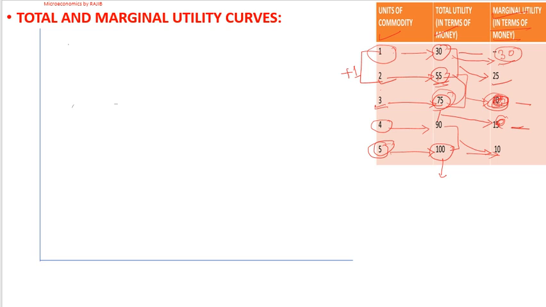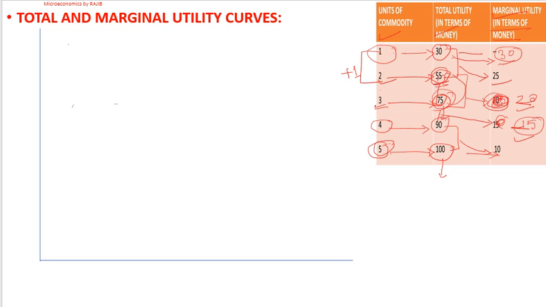You simply have to subtract 55 from 75, then you will get 20. Fill that in here. And similarly, from this 90 you deduct 75, then you will get 15. This is also filled in. So it is very easy to find the marginal utility from the total utility. If you remember it and try to understand it, it is very easy.